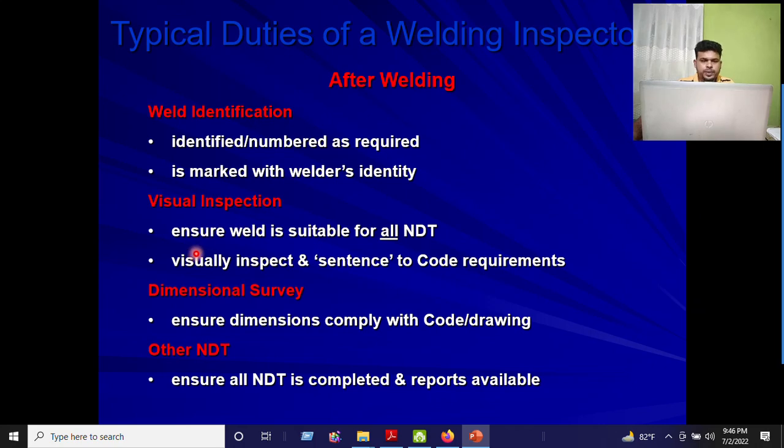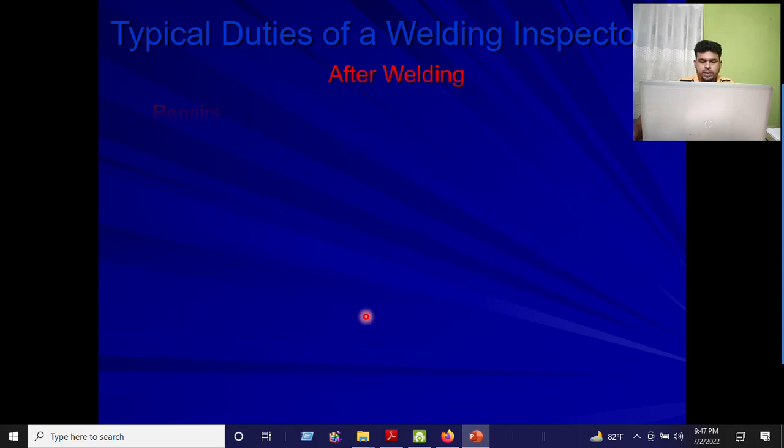Visual inspection: ensure the weld is suitable for NDE. We have to check that this welded joint is visually passed and suitable for all types of NDE and non-destructive testing, visually inspected and sentenced to code requirements. Dimensional survey: after welding we need to ensure dimensions comply with code and drawing. And other NDE: ensure all NDE is complete and reports are available. So these are the things we have to check after welding.